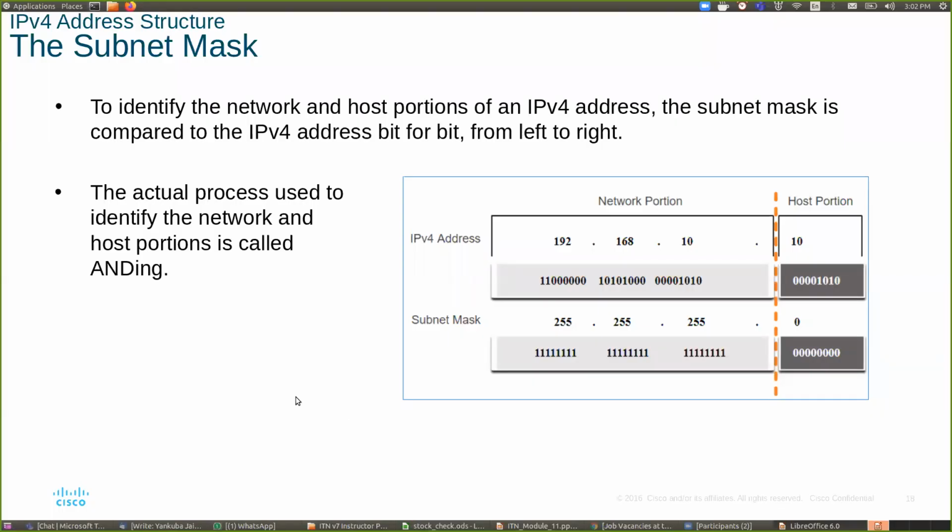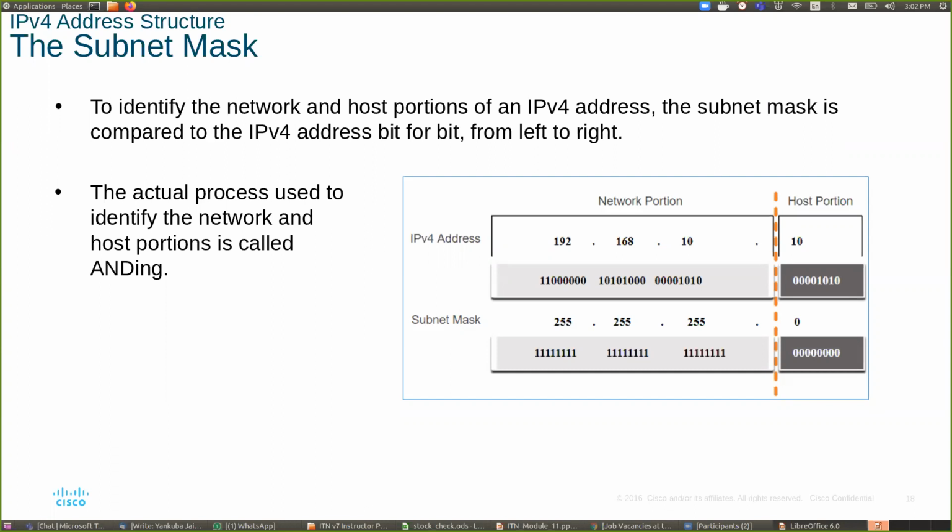We also have what you call a subnet mask. What is the essence of a subnet mask, or what is the use of a subnet mask? A subnet mask is used basically to identify which part of the IP address is the network portion and which part is the host portion. Okay? Is that clear?